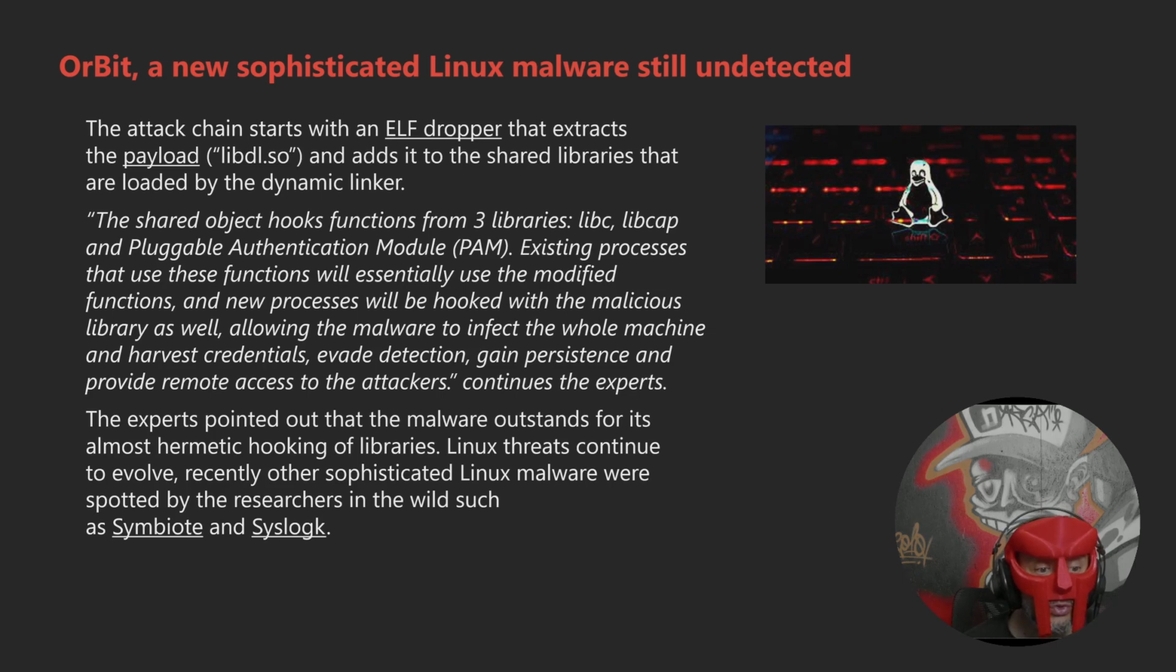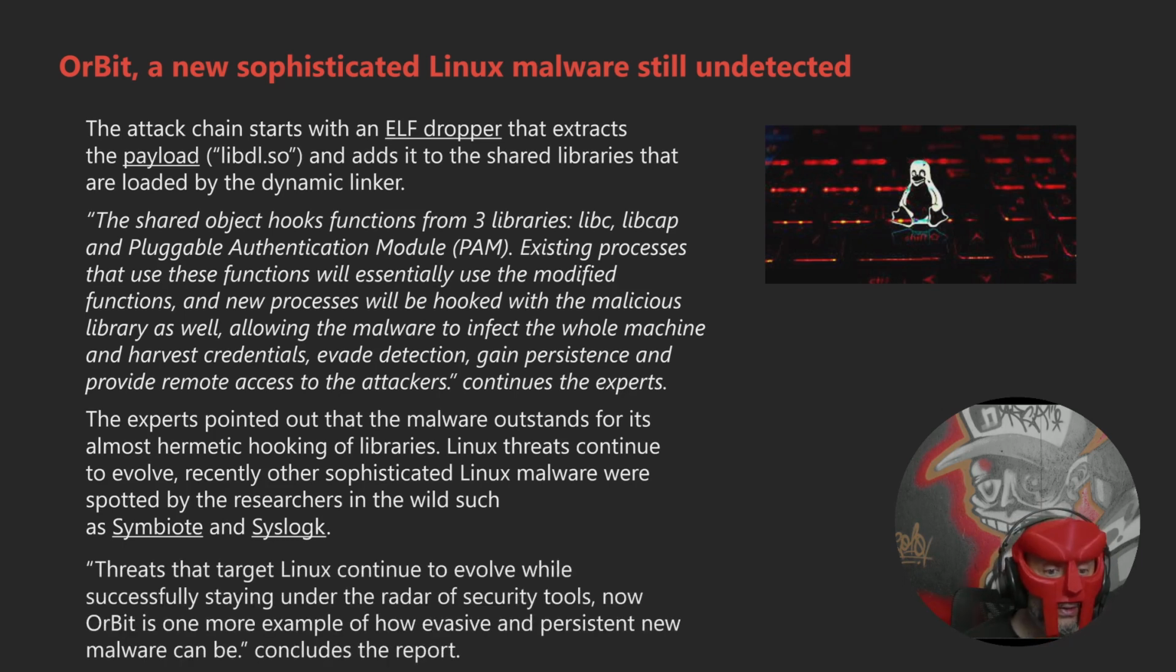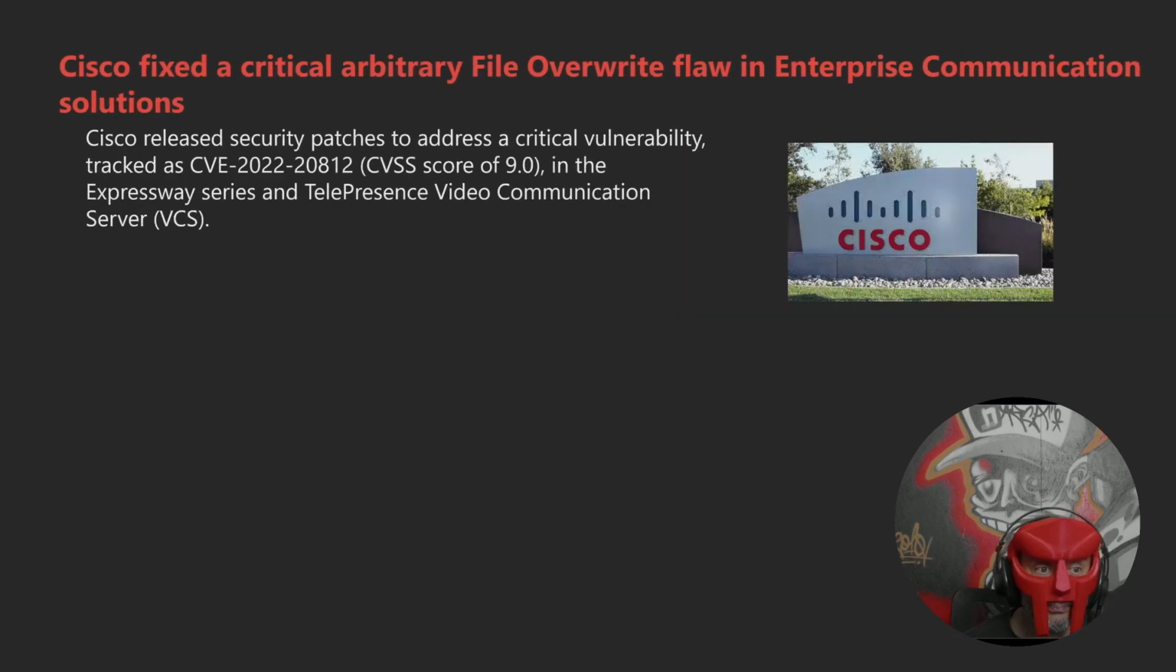Linux threats continue to evolve. Recently, other sophisticated Linux malware were spotted by the researchers in the wild, such as Symbiote and syslog-k. Threats that target Linux continue to evolve while successfully staying under the radar of security tools. Now, Orbit is one more example of how evasive and persistent new malware can be, concludes the report.